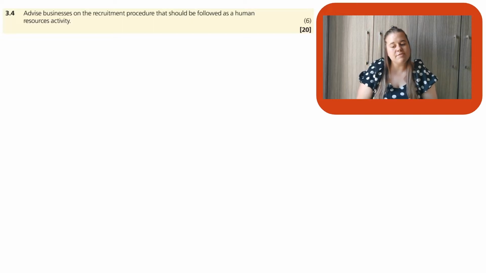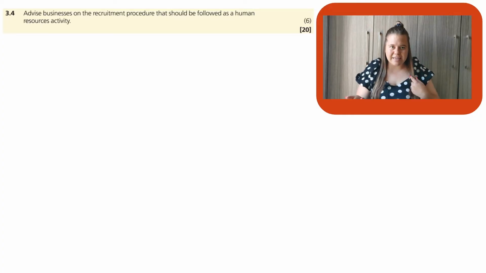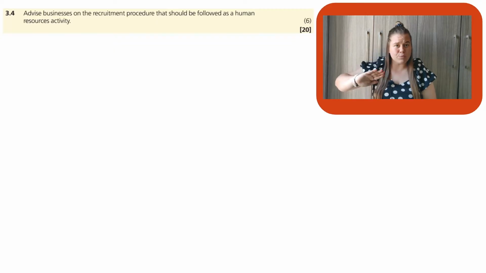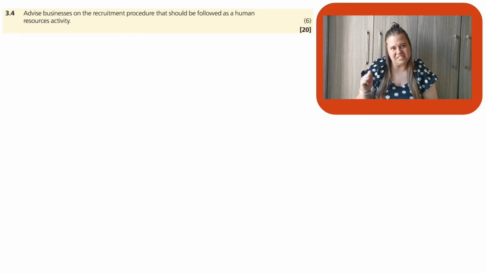All right, then advise businesses on the recruitment procedure that should be followed as a human resource activity. Again, there's that word advise again. Is it your own words? No, unfortunately not. So again, if I remove the word advise, I could add there ways or something like that. So ways businesses, okay, hold on. Give me a second. Just doing a little English lesson here. So advise businesses on the recruitment procedure.